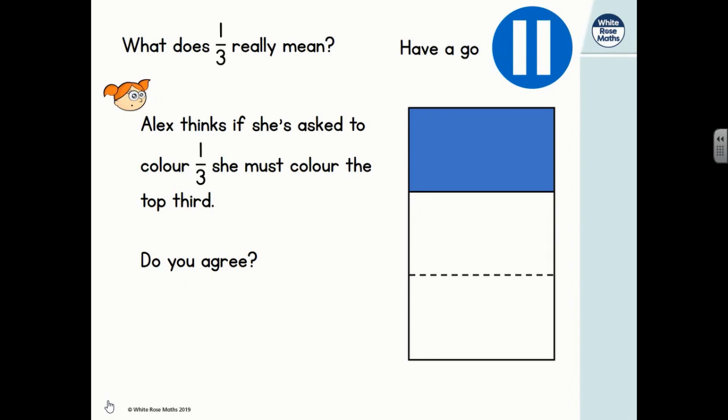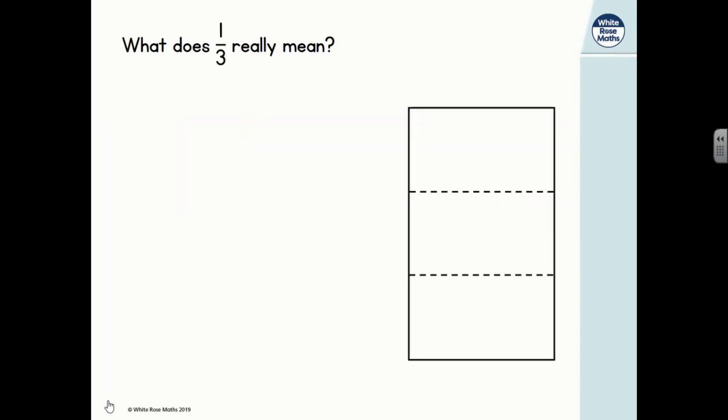That's right. She could colour any third. The rectangle is the whole, and it's been separated into 3 equal parts, and any of those 3 equal parts is worth 1/3. So the way I think about thirds, first of all, I think, what's my whole?